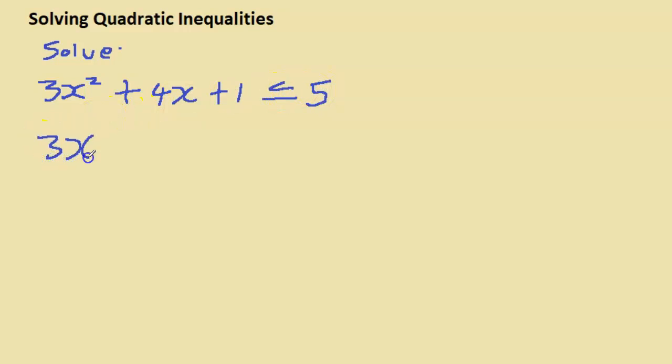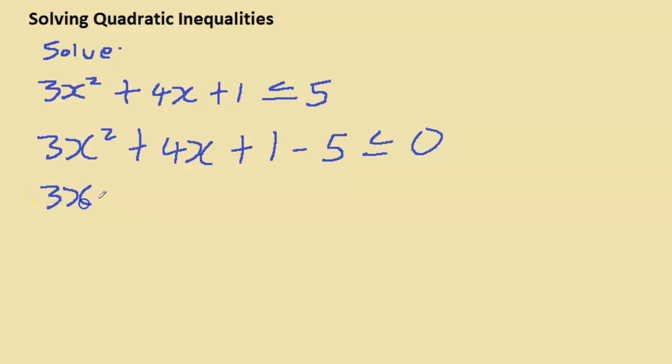So we subtract 5 from both sides. Our 5 here becomes minus 5. So we end up with 3x squared plus 4x, and then 1 minus 5, that's minus 4. And now we can solve this. In other words, we want the value of x that makes the expression 0. So we can use factorization or we can use the quadratic formula.